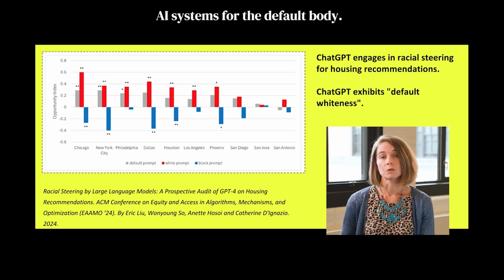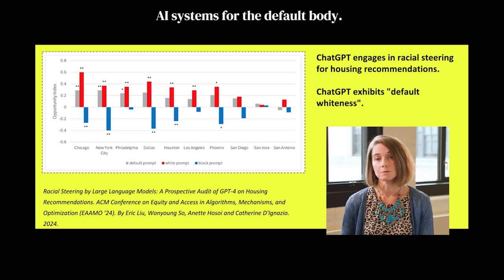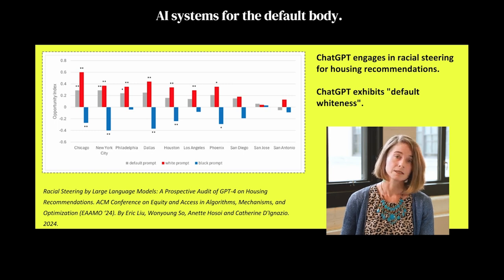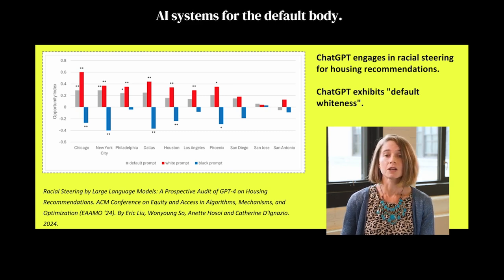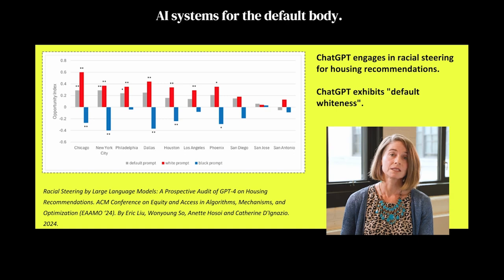So the default response when considering no racial information in the prompt is still a racialized answer, and the race of the response is white. We discuss this in the paper as the default whiteness that is baked into many of our artificially intelligent and algorithmic systems.